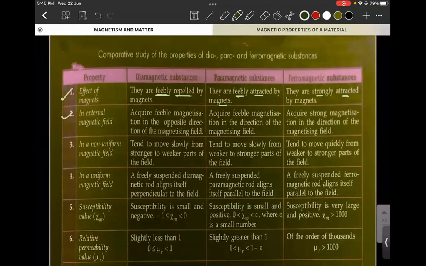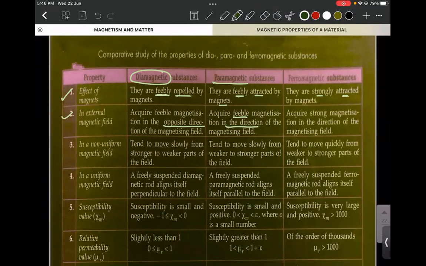Second, in the presence of an external magnetic field, diamagnetic materials will acquire magnetism, but in the direction opposite to the external magnetic field. Whereas a paramagnetic substance will also acquire magnetism, but it is not going to be strong. It will acquire feeble magnetization, in the direction of the magnetizing field. So whose magnitude is greater, ferromagnetic or paramagnetic? Obviously ferro, because ferromagnetism is the strongest.